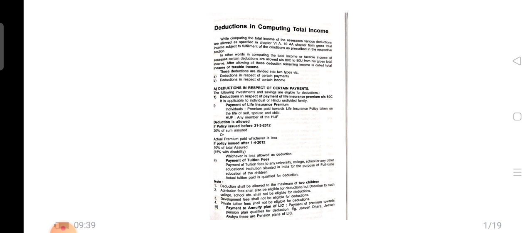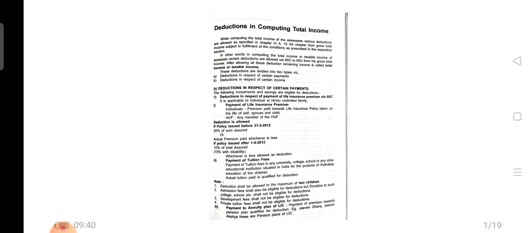Now, the deduction you claim is allowed if the policy is issued before 31st March 2012, at 20% of sum assured or actual premium paid, whichever is less. If the policy is issued by the insurance company before 31st of March 2012, then 20% of sum assured or actual premium paid, whichever is less, will be allowed as deduction. But if the policy is issued after 1st of April 2012, then 10% of the sum assured, and 15% with disability. If anybody is suffering from any disability, then 15%, whichever is less, is allowed as the deduction. This is the first important deduction, that is LIC.